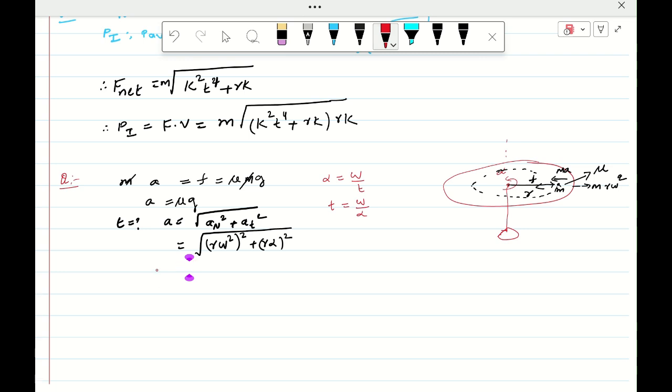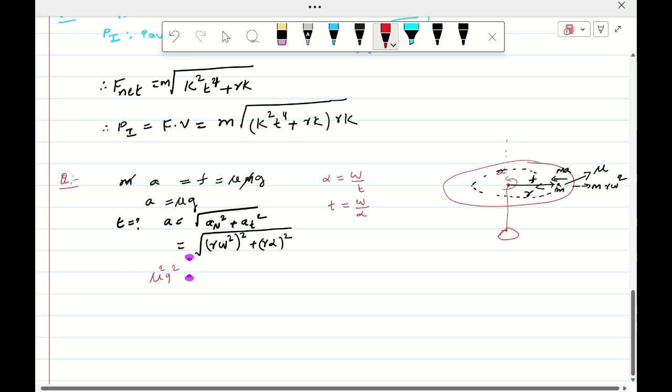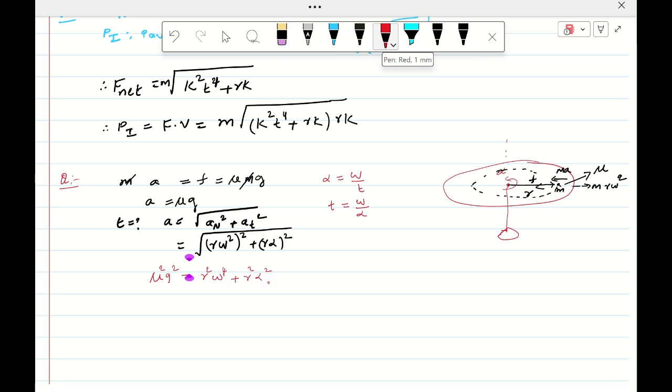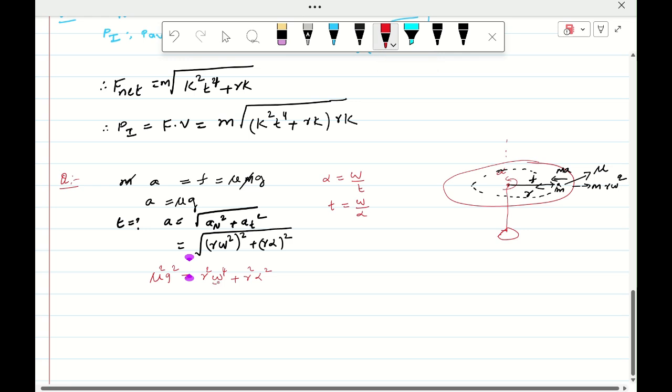Now see. So now a is equal to mu g, so mu square g square is equal to r square omega power 4 plus r square alpha square. Where I want t, therefore I can write alpha equal to omega by t. I can eliminate alpha by substituting omega by t to get the t answer. Otherwise, in the place of omega I can substitute alpha into t. Both I can do. So here t will come in the numerator in the place of omega I'm substituting, so it is easy to calculate. So alpha also you can eliminate, not a problem.